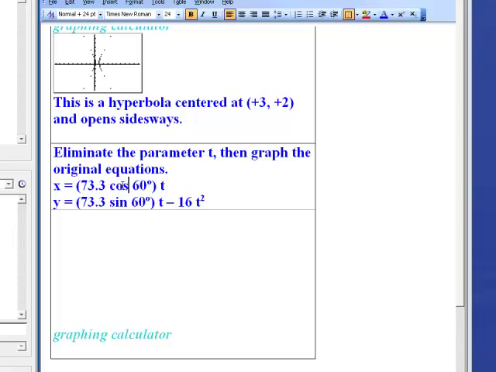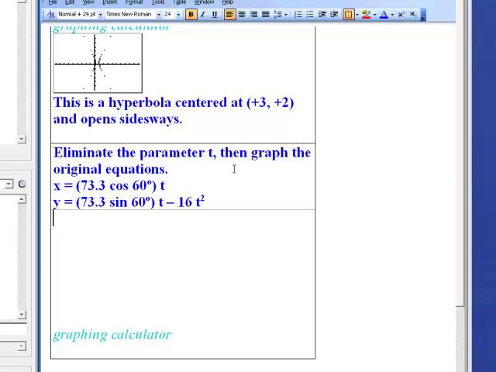Oh no, that's not true. It's actually shot at 60 degrees, and that means 73.3 times cosine of 60 degrees. That's the speed in the x direction, and this one here is the speed in the y direction. So this one comes out to roughly 37 feet per second in the x, and this one comes out to in the neighborhood of 60 feet per second in the y.